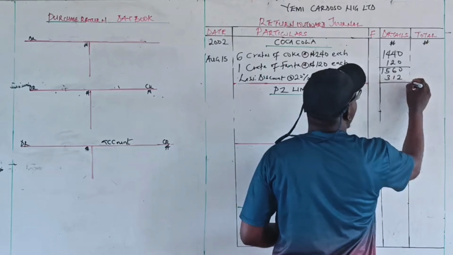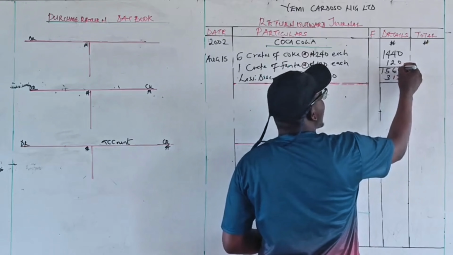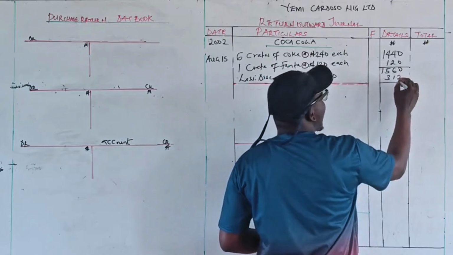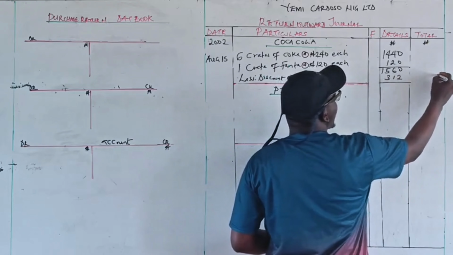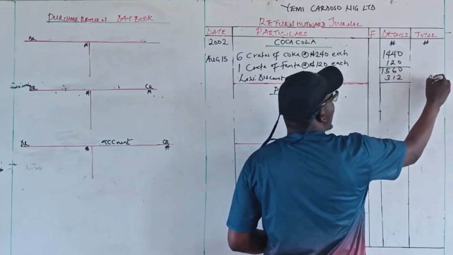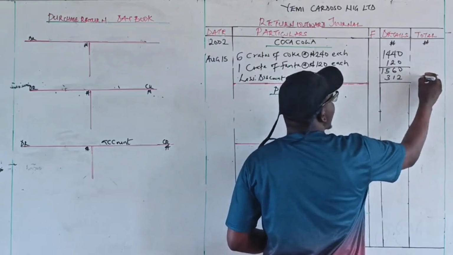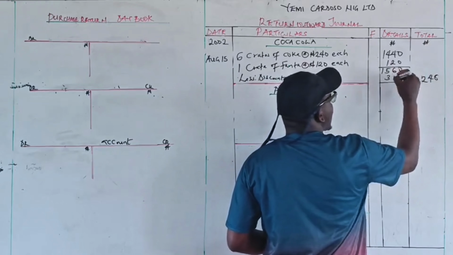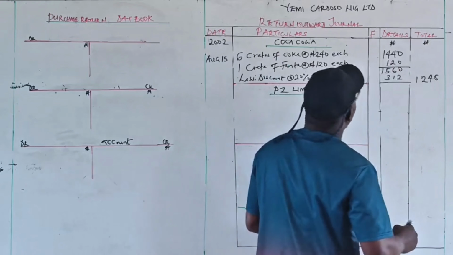So when you borrow one, 10 minus 2 will give you 8. You have 5 left here minus 1, you have 4. 5 minus 3, you have 2. And 1 minus 0, you have 0.